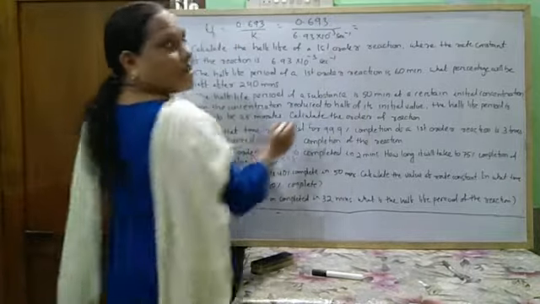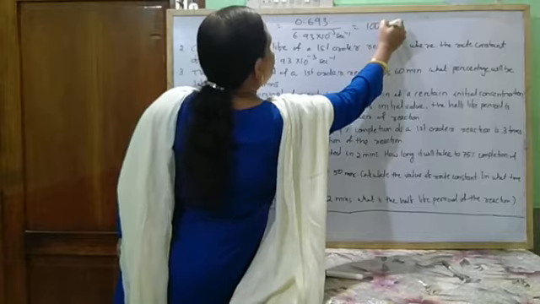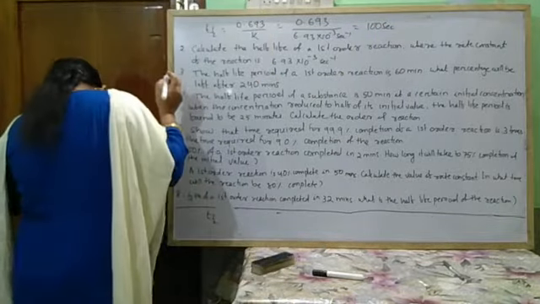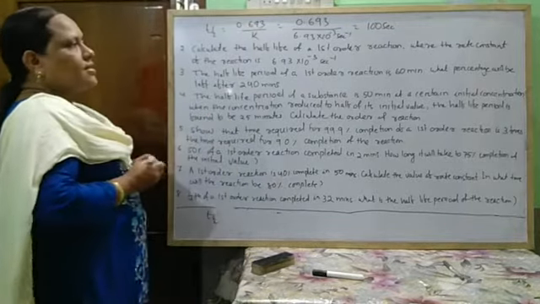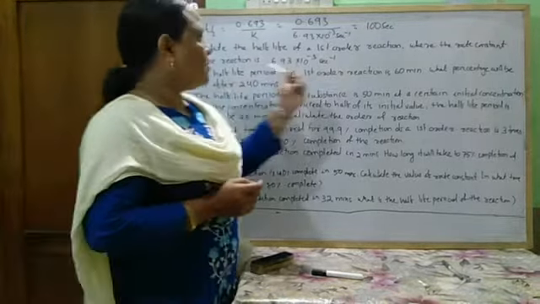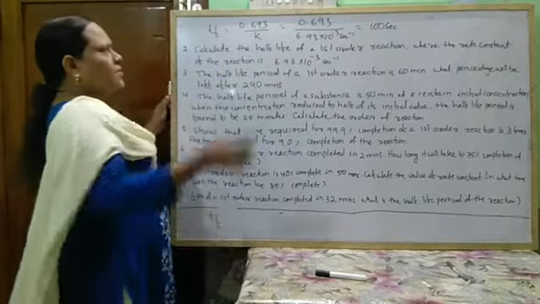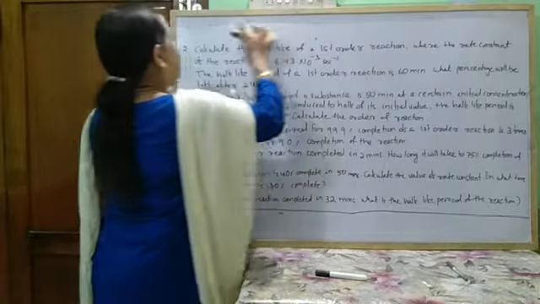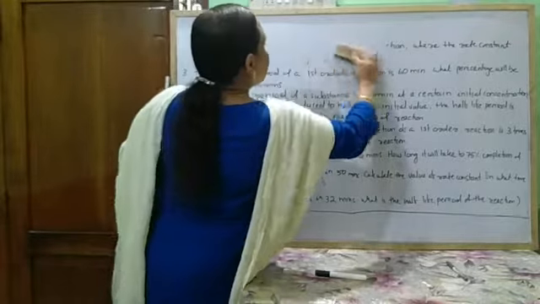So the time taken, just divide, is 100 seconds. So this is your t half of the first order reaction, the half-life of a first order reaction where the rate constant is this much. Okay, simple questions are there, but different types of simple questions. Next, come to question number 3.